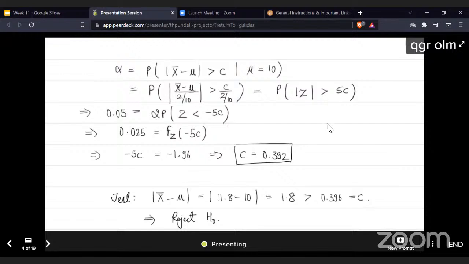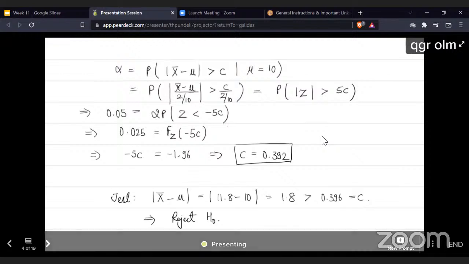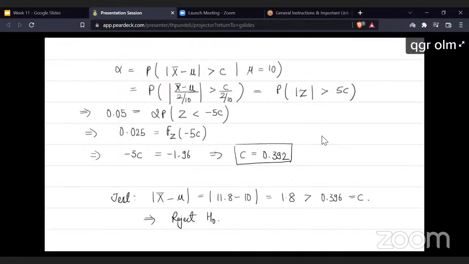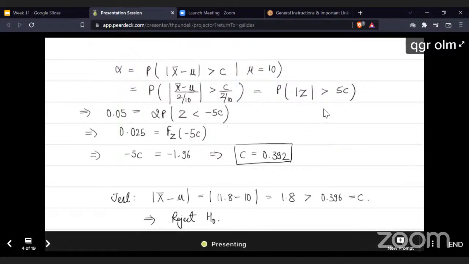Now, if you draw the normal curve, what region are you going to cover? What does it mean for mod of Z to be greater than 5C?